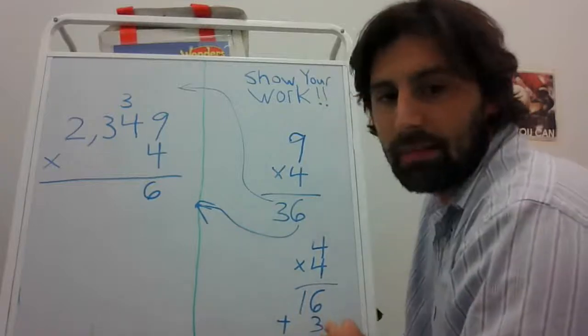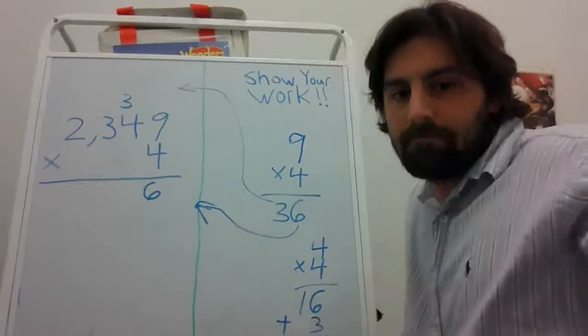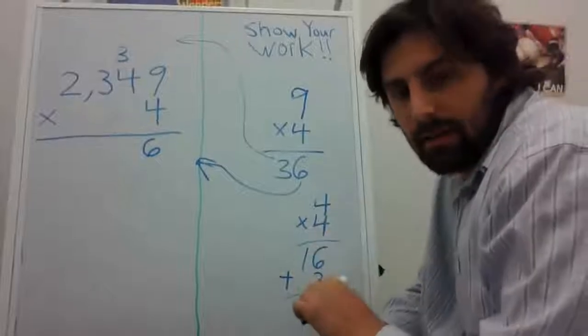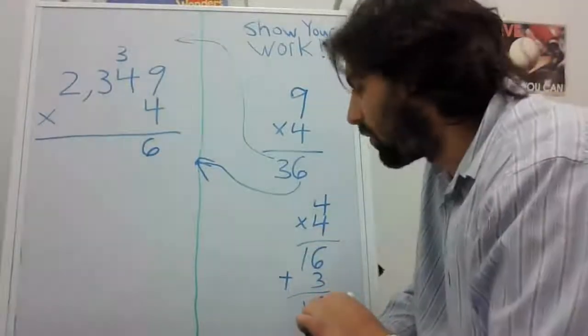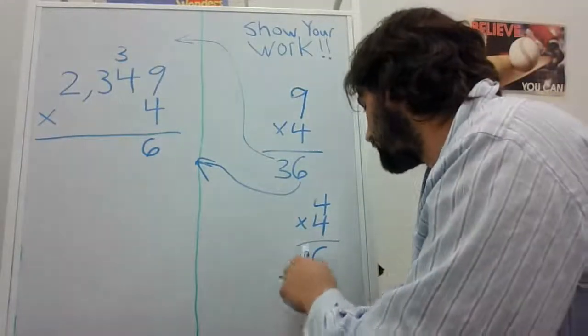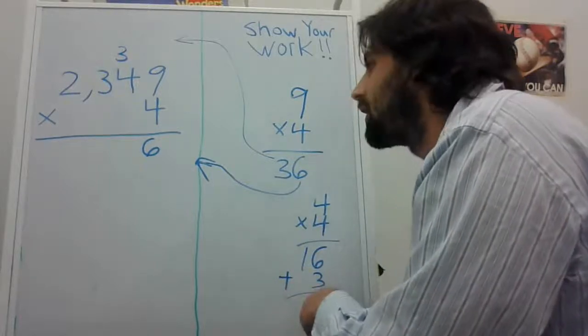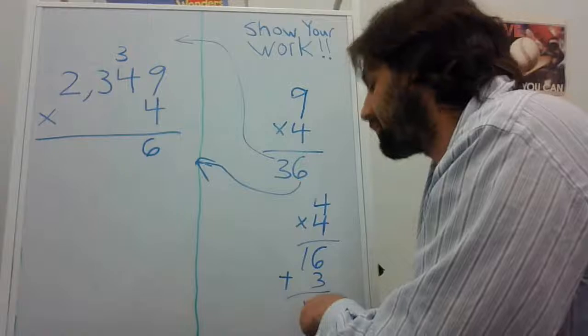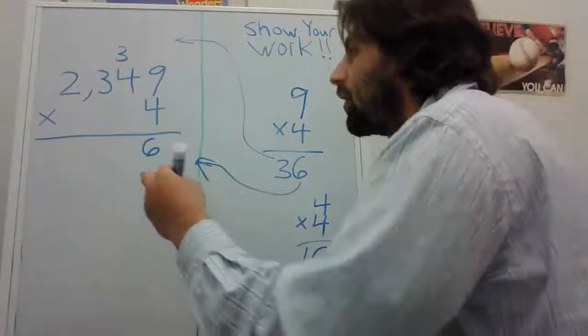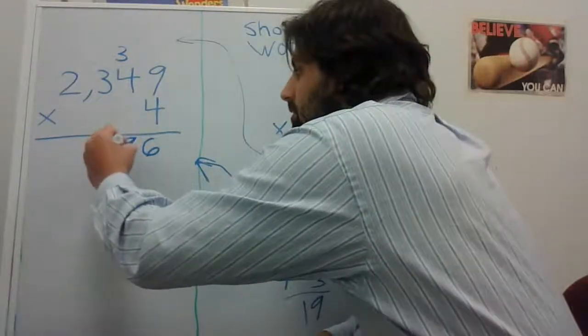Now, again, anytime the product is 10 or more, we have to regroup. So since the product of 4 times 4 is 16 plus 3 is 19, since we have a total of 19 here, we're going to put a 9 in the tens place, and then the 1 we are going to carry over to the hundreds place.